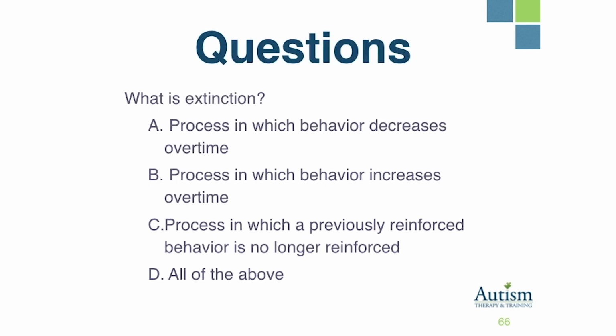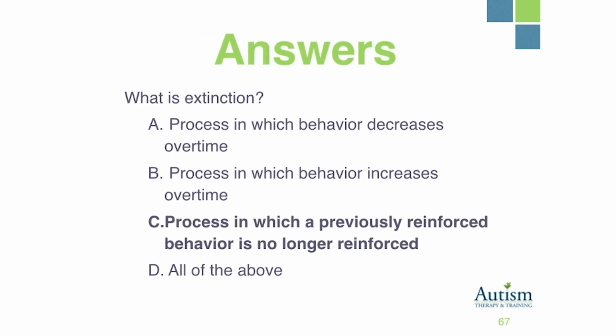What is extinction? A. Process in which behavior decreases over time. B. Process in which behavior increases over time. C. Process in which a previously reinforced behavior is no longer reinforced. Or D. All of the above. And the correct response is C. Process in which a previously reinforced behavior is no longer reinforced.